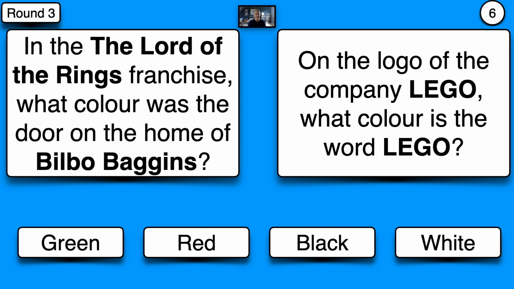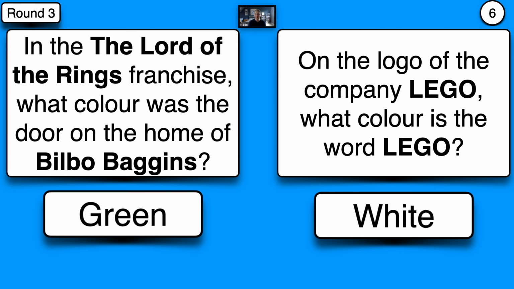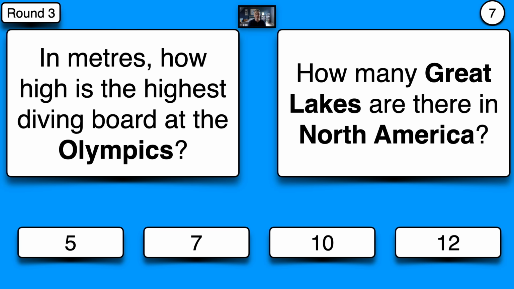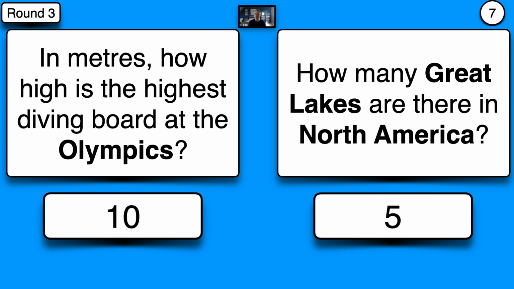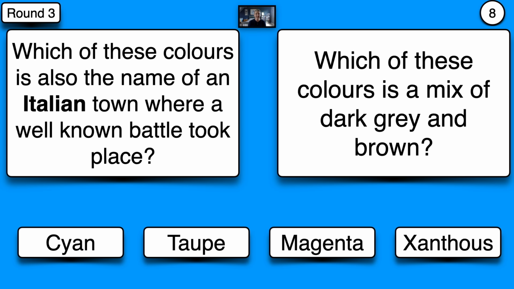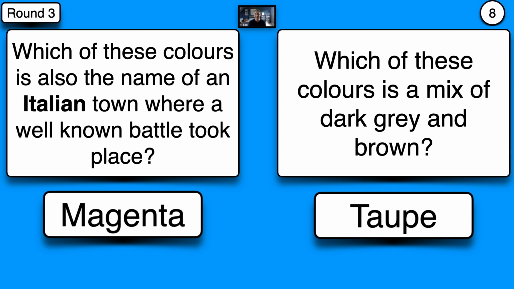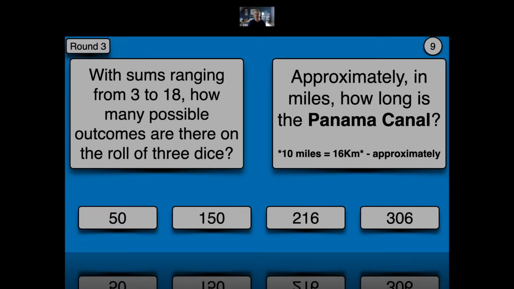Number six, the door of the home of Bilbo Baggins in Lord of the Rings is green, and on the logo of Lego, the word is white. Number seven, the highest diving board at the Olympics is 10 metres, and there are five Great Lakes in North America. Number eight, the Italian town where a well-known battle took place is Magenta, and the mix of dark and grey is taupe, I think that is. I hope I said that correctly.